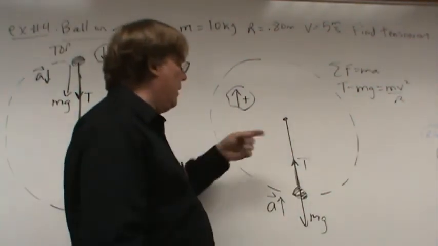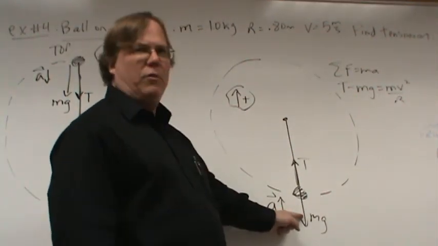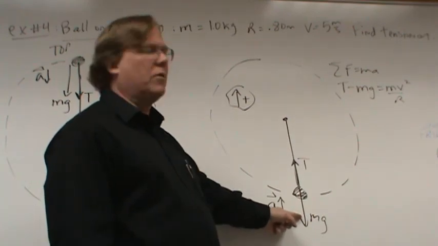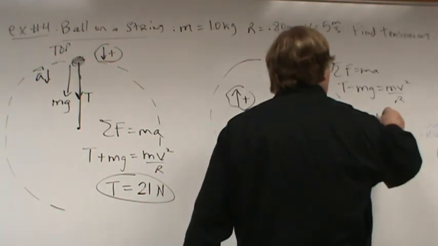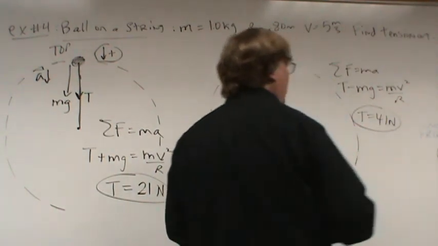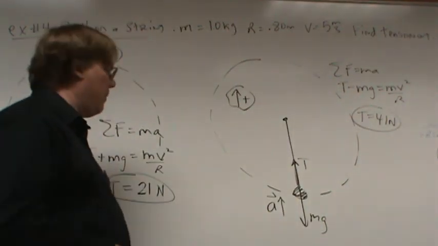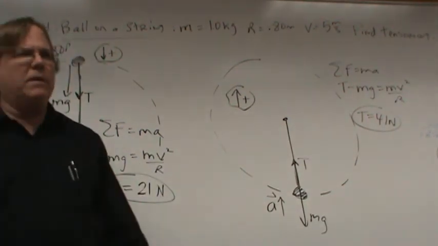Another way to think of it is, you want to go around in a circle, but gravity is working against you moving in a circle, which means your tension is going to have to be bigger. And so your tension ends up being 41 newtons instead of 21. Does that make sense? Does it make sense that you'd have more tension at the bottom than the top?